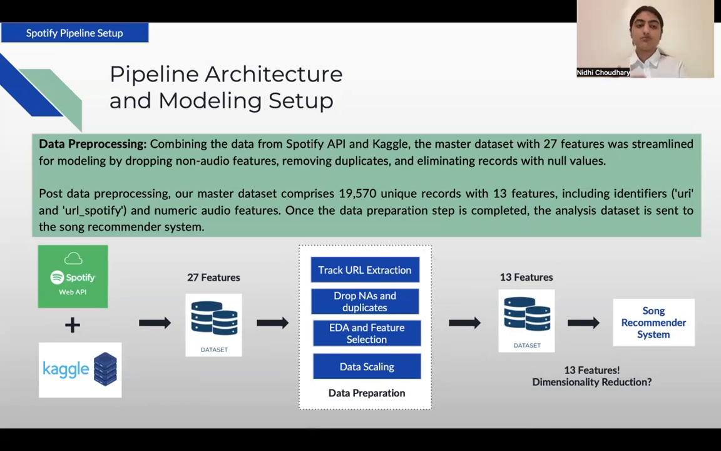Once the data cleaning was done, we moved ahead with exploratory data analysis, where we actually looked at the distribution of the features, and then we decided to move ahead with only audio features, and we dropped features which were related to album and artist. So we finally had our audio features. Once the feature selection was completed, we scaled the data for our modeling step. After the data pre-processing step, we were left with 13 features. The reason we did not do any kind of dimensionality reduction here is that all these 13 features were important from our modeling perspective, and hence we moved ahead with 13 features, which was an input to our song recommender system.